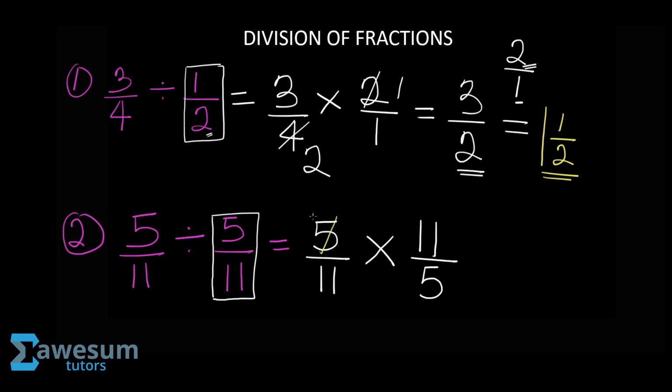5 can go in 5 one time. 5 in 5 is 1. 11 in 11 is 1. You realize that the answer today is 1 times 1, which is 1, and 1/1 is 1. That is your final answer. I hope you are getting this concept. Let us take a look at another example right here.